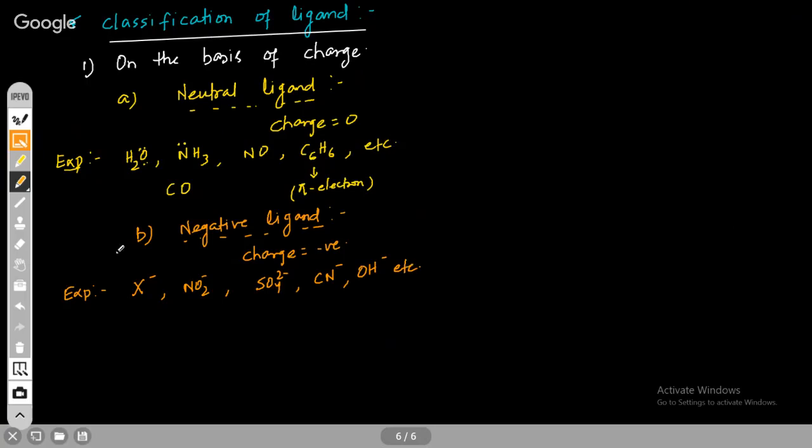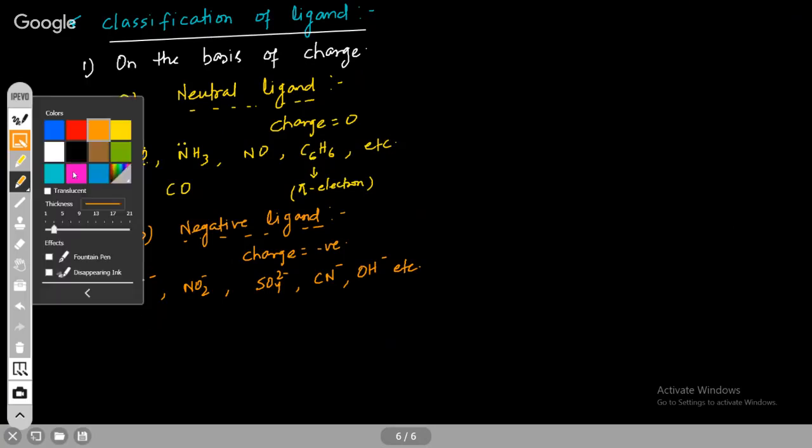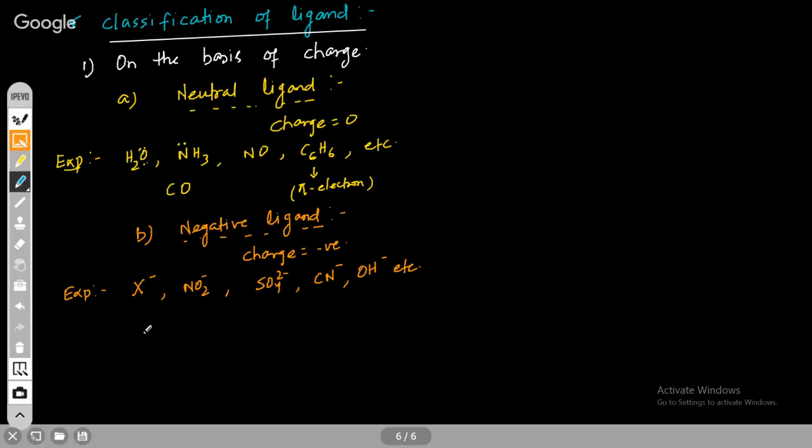Third one is positive ligand. Positive ligands are generally very few in number. Only one or two we have, that we'll see. Charge is positive, plus charge we have on this ligand.